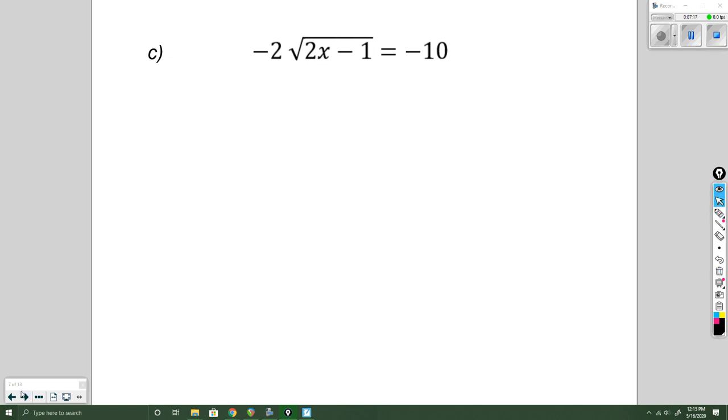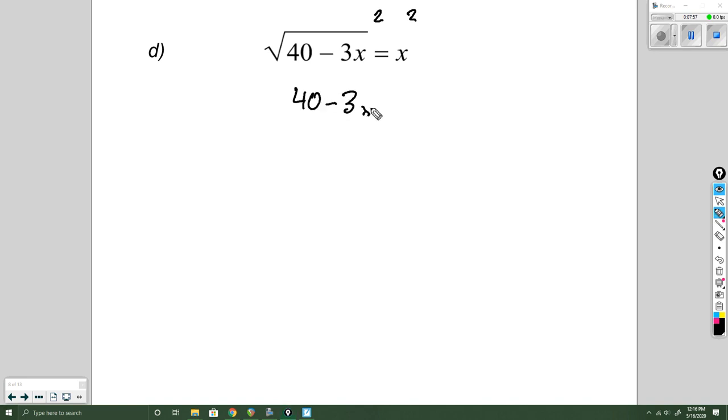All right, the next one is the first one in which we get an extraneous solution. Notice the setup of this one. We have a radical of an expression equals x, and once we go about solving this, it's going to give us an extraneous solution. All right, it doesn't happen all the time, but a lot of times. So first thing that we're going to do is square both sides. So we have 40 minus 3x equals x squared.